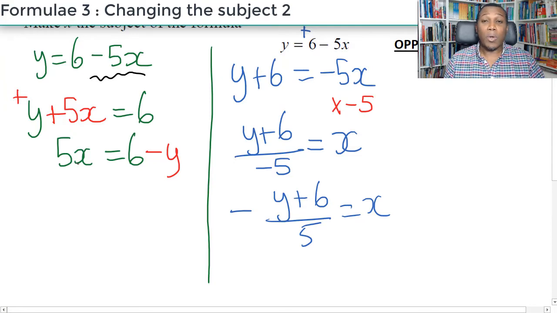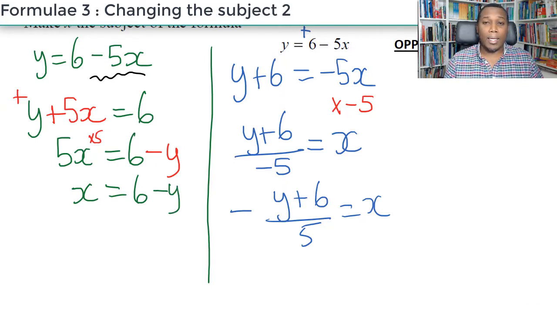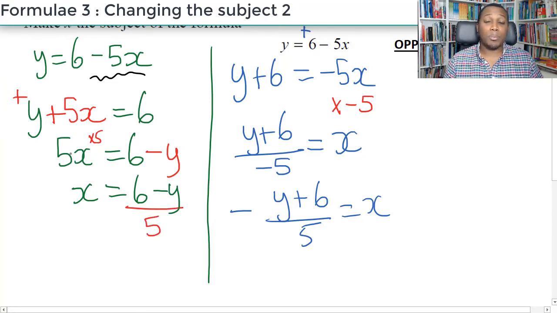And finally, we don't want 5x, we want x. And so at the moment, what's happening? x is being multiplied by 5. We want to do the opposite of multiplying by 5, and that's dividing. So the entire expression on the right has to be divided by 5. So our final line, x is equal to 6, take away y, and the fraction bar divided by 5. That's what happened. The multiplication by 5 became divide by 5. And you can see in this version, we have no negative sign in front. It looks prettier. x is 6 minus y on 5.